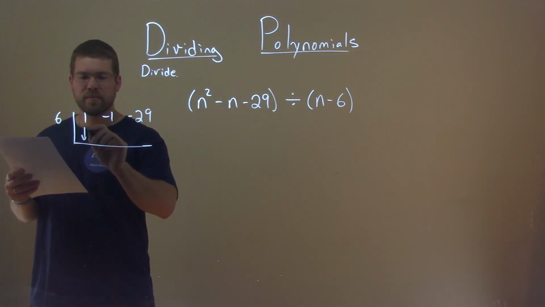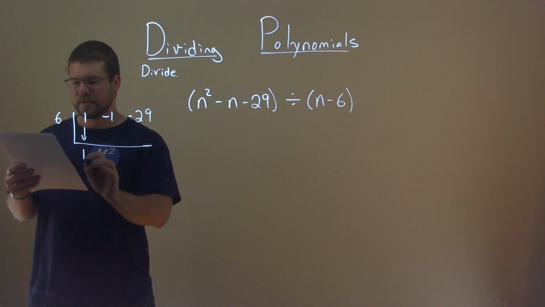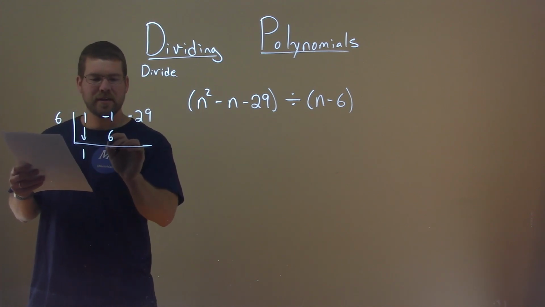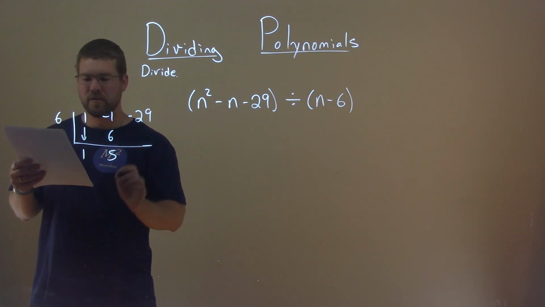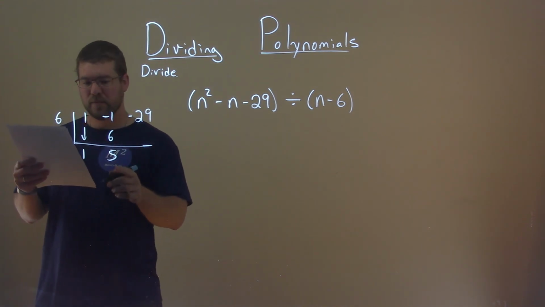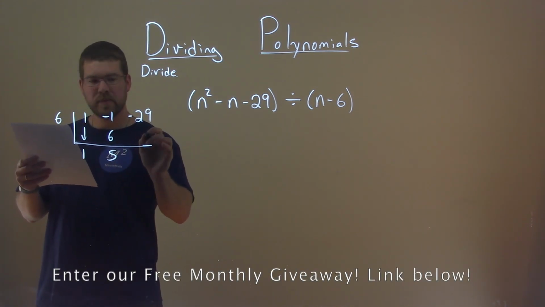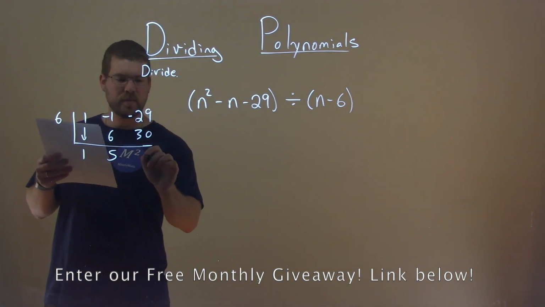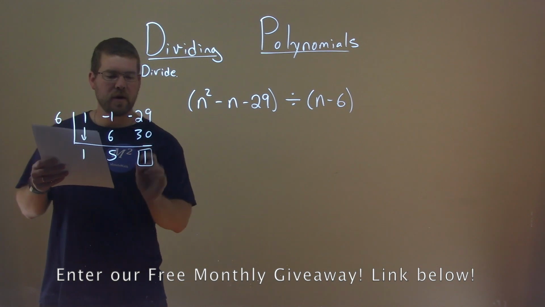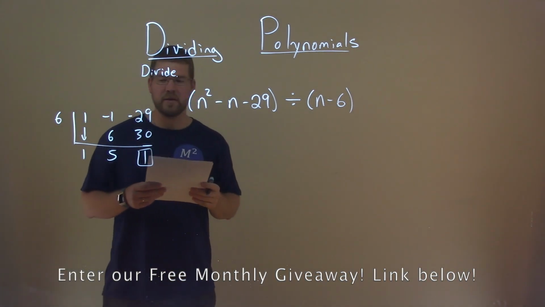Bring down the 1 right here. 6 times 1 is a 6. Negative 1 plus 6 is a positive 5. 6 times 5 now goes right here, which is 30. And negative 29 plus 30 is a positive 1. And this positive 1 is our remainder.